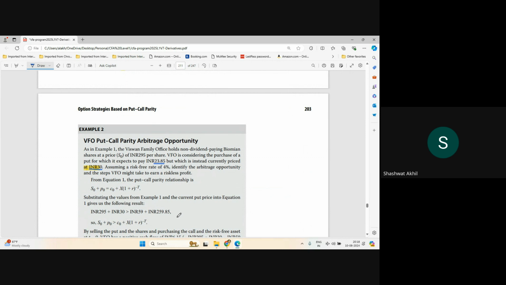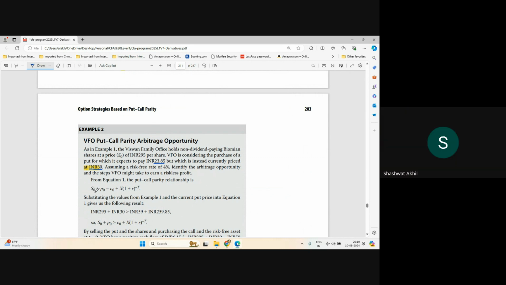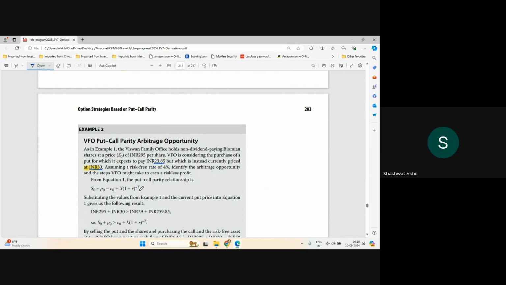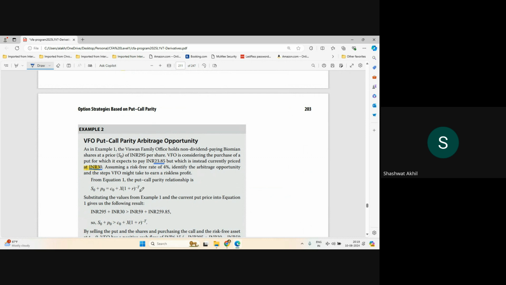What else can we do? You simply sell the entire thing, no? So you sell the put and the share, and buy the bond. We'll sell the put and the share, and buy both these, the call and the bond. If you sold both, then you will have to buy both as well.